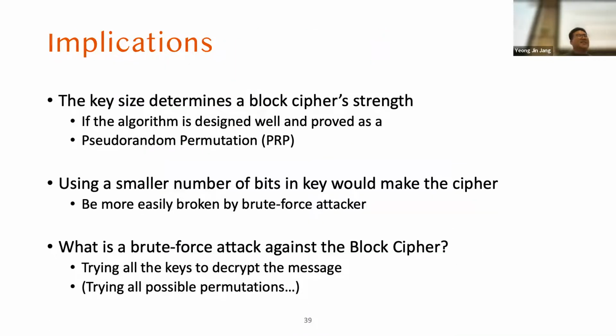So the implication here is that the key size determines the strength of the block cipher. If the algorithm is well designed and has a proof that it works as a pseudo-random permutation based on the key, but uses a smaller number of key bits, then the cipher can easily be broken by brute force attackers. So 64, 56, and then 48 bits, right?